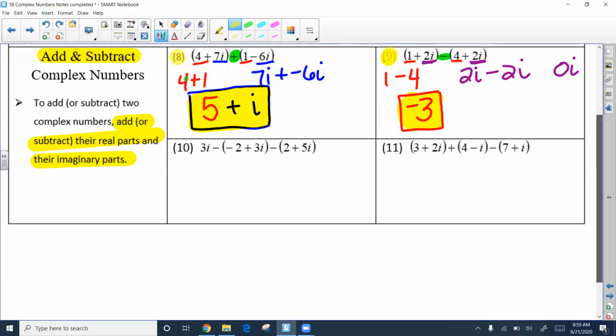Okay. So if we look at 10 and 11, it's still adding and subtracting. Number 10, we have (3i) − (−2 + 3i) − (2 + 5i). So we're subtracting two different complex numbers. And on 11, we have adding and subtracting, but notice there are 3 complex numbers in each one. All right, so let's do number 10 first. Write down number 10: 3i − (−2 + 3i) − (2 + 5i).